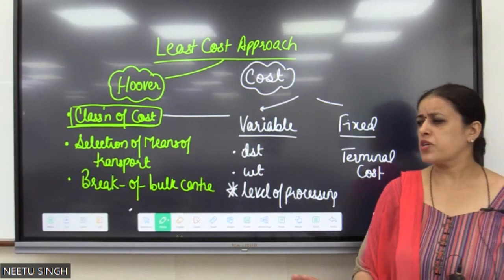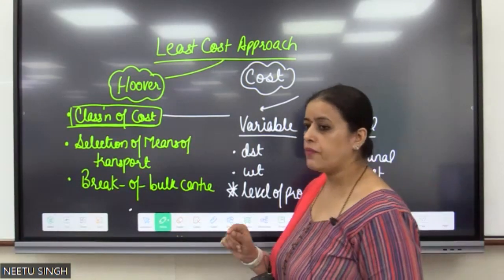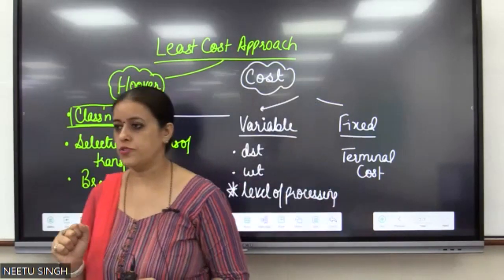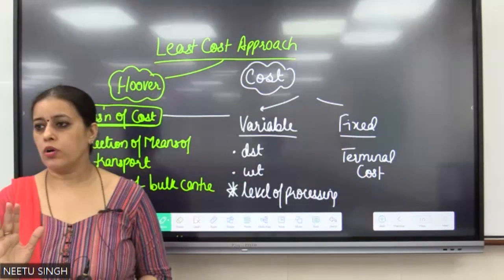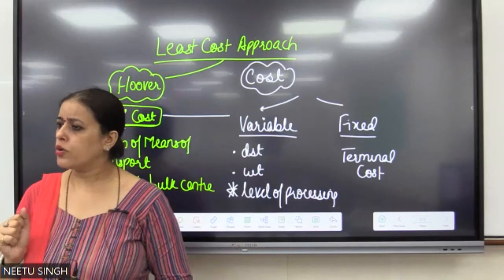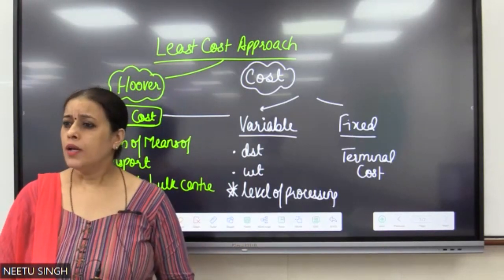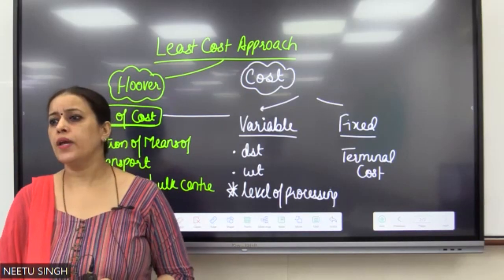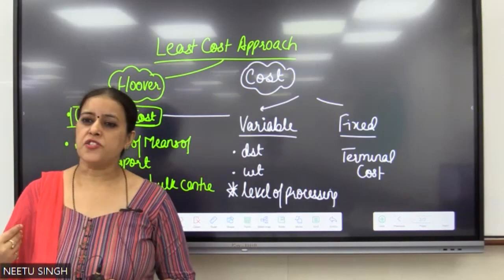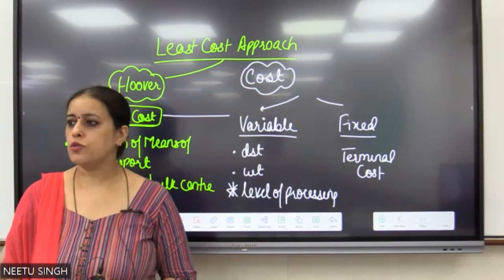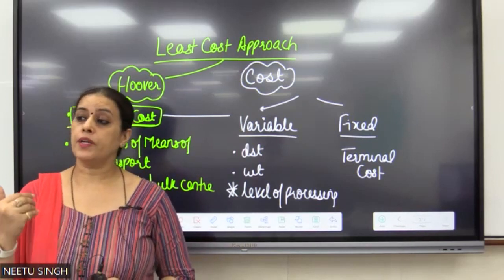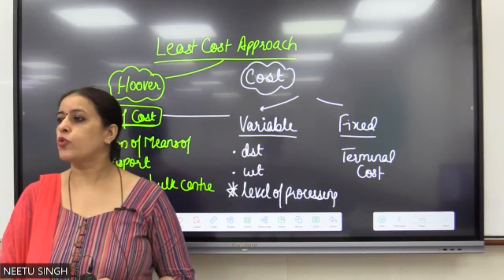Hoover enriched least cost. Why? Number one, because he classified cost. He gave us two types of cost. एक है variable cost. What is variable cost? More you travel, more you pay. Less you travel, less you pay. Lighter commodity displaced certain distance, less you have to pay. Heavier commodity traveled certain distance, more you have to pay.